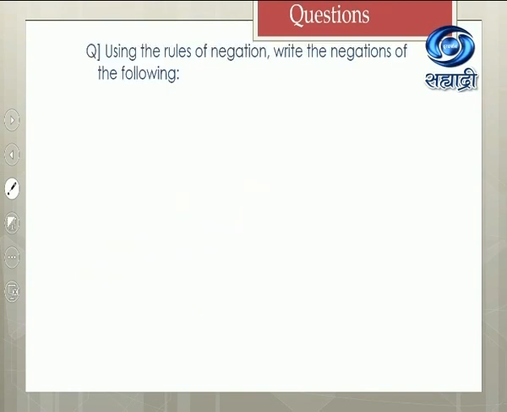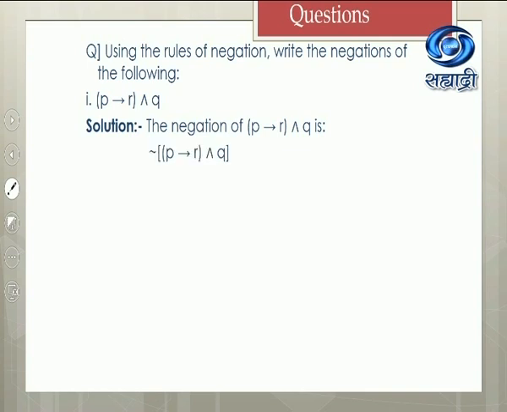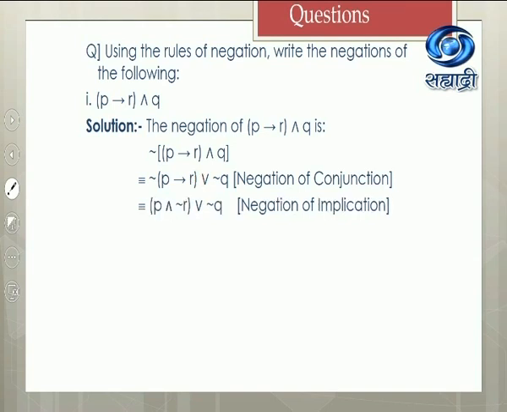Using the rules of negation, write the negations of the following statement patterns. P implies R and Q. So the negation will be, negation of P implies, just write negation outside and put a bracket and then open the brackets one by one, then you will never go wrong. So negation of P implies R and will become or, and then negation Q. So now this will be as it is, and negation of P implies R will be P and negation R.